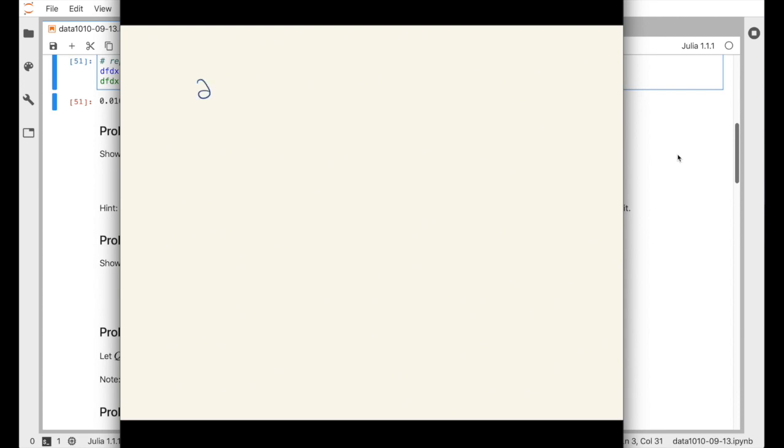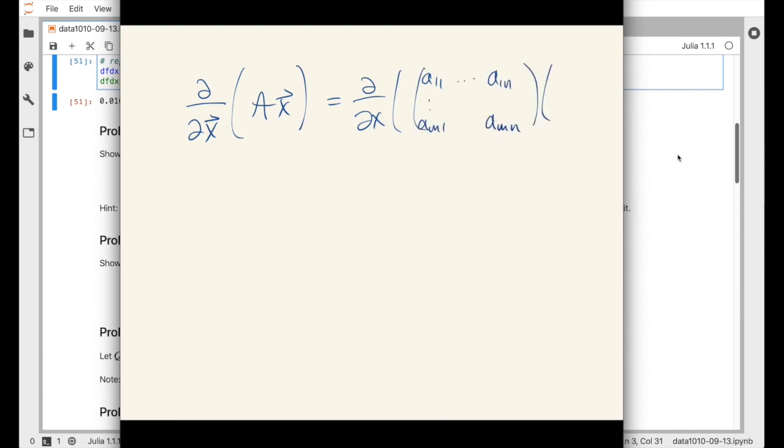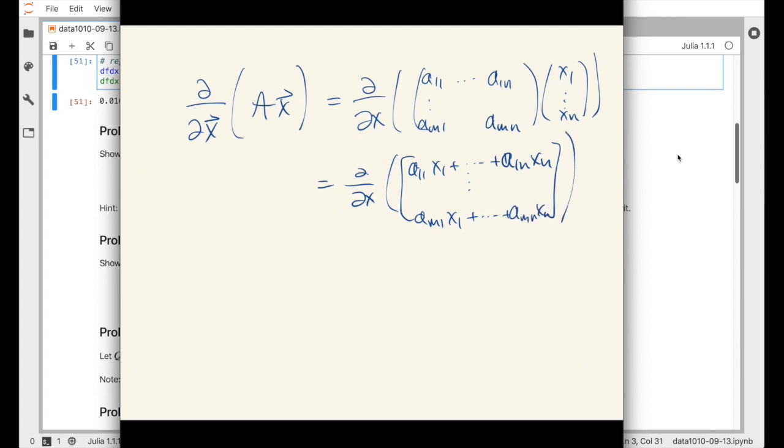So if we take the derivative with respect to x of Ax, let's give ourselves names. And to come up with the result here, we need to take the derivative of the first component with respect to each of the variables. So when you take the derivative with respect to x1, you're going to get a11. With respect to x2, you're going to get a12, and so on.